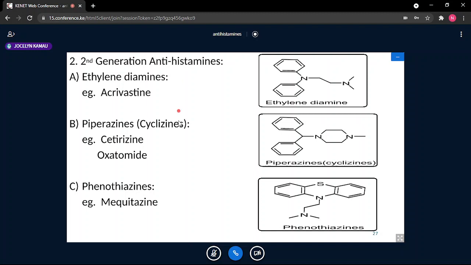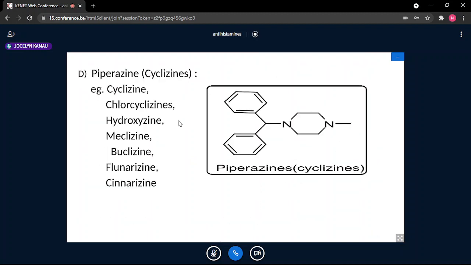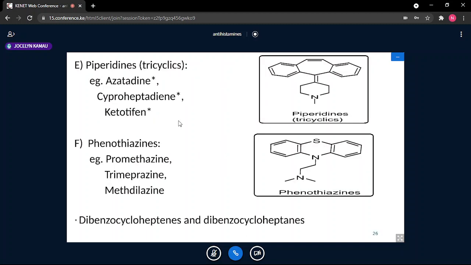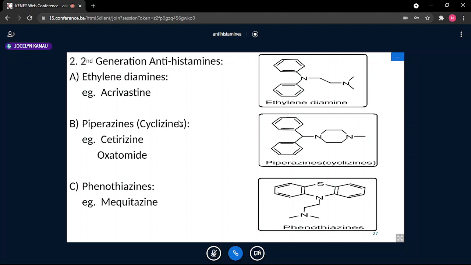the second generation are derivatives of the same basic compounds that we had, like the ethylene diamines, like the compound acrivastine, for which we look at the structure, but it's an ethylene diamine. It will have other substituents, but its basic structure is an ethylene diamine. Then you have the piperazine, where we had the cyclizine, and we have cetirizine. And cetirizine, indeed, we will find is a derivative of hydroxyzine.